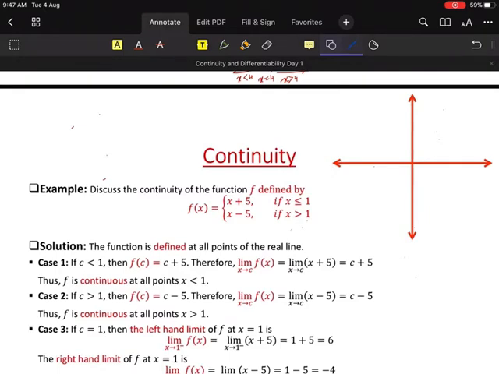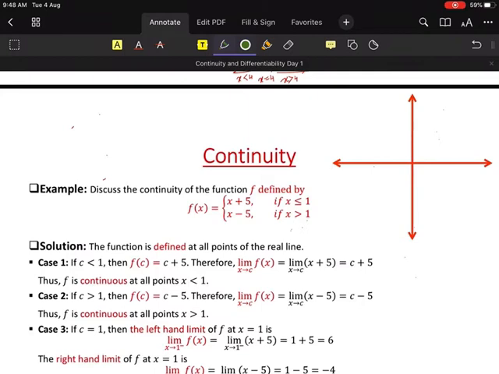Wait a second. Yeah. So my question is, we have to discuss the continuity of the function f, which is defined by f(x) is equal to x plus 5 when x is less than or equal to 1, and x minus 5 when x is greater than 1. Okay? So let's start the class.